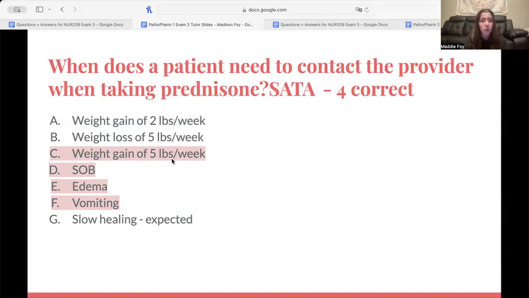Shortness of breath, we're talking anytime something impairs airway or breathing, that's an issue to discuss. Edema and then vomiting as well are going to be ones you want to contact your provider about. Slow healing is an expected effect from prednisone, so you don't need to contact your provider. You should be experiencing slow healing if you're on prednisone. So that's why that's not something you would contact your provider for.